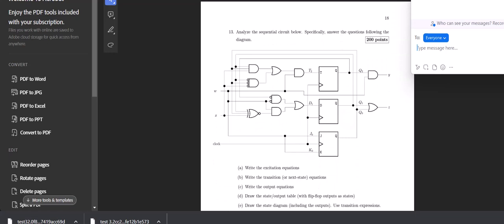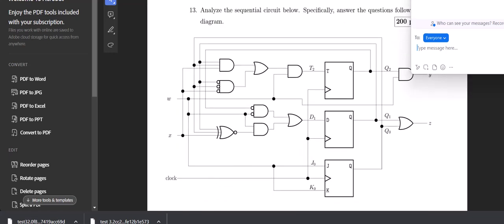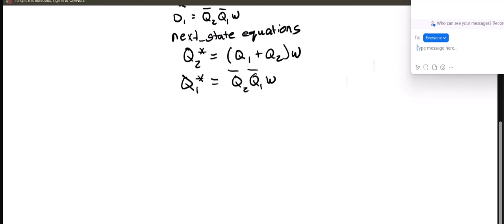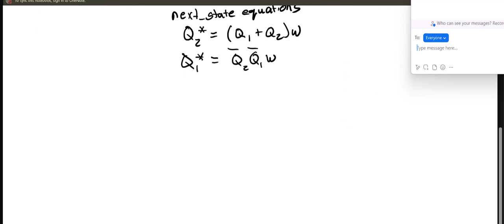Yeah, here's your circuit. So you can see your raw equations are going to be pretty big with all of those inputs. Okay, so now we want to come up with the state table. And on your state table, you will have your present state, and we have two flip-flops, so that's Q1 and Q2.